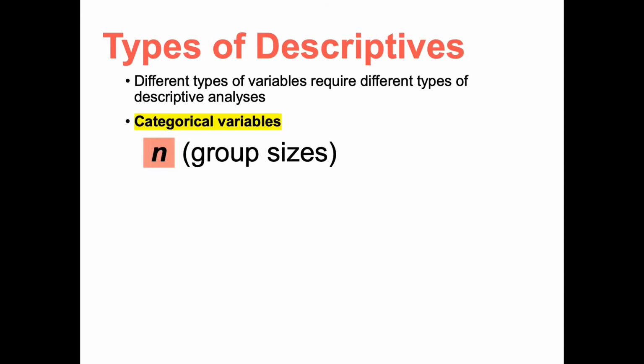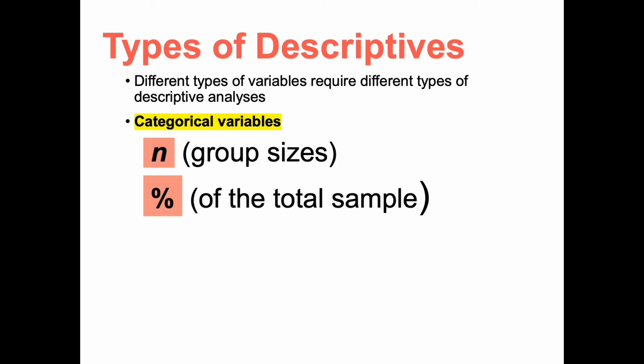And to calculate the distribution of categorical variables, we have N, that is group sizes in each group, and we also have the percentages. So frequencies and percentages. The percentages are like how many percent of females are in the total sample, how many percent of non-Hispanic whites were in the total sample.